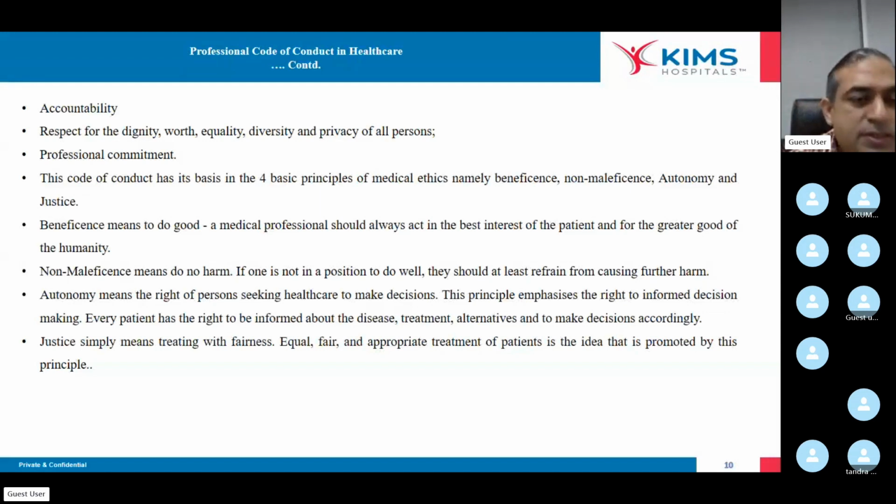This code of conduct has its basis in the 4 basic principles of medical ethics, namely beneficence, non-maleficence, autonomy, and justice. Beneficence means to do good. Non-maleficence means to do no harm. The professional commitment code of conduct evolves from these principles: one is do good, the other is do no harm. Autonomy means the right of persons seeking healthcare to make decisions. The patient should be allowed to decide and have the right to be informed properly. Justice simply means treating with fairness. These are the 4 things from which the professional code of conduct has evolved.